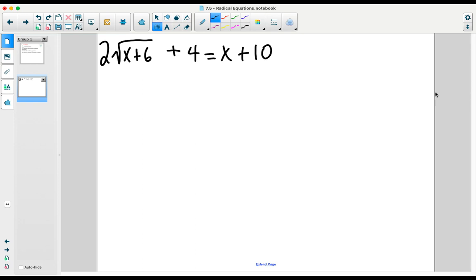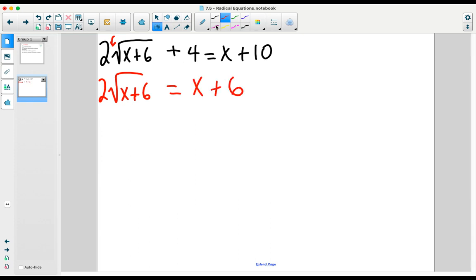Having to subtract the 4 wouldn't be bad, but then dividing by 2 would create an x over 2 that would then have to be squared and attempted to be solved with. So we have the option, should there be a coefficient in front of the radical, to just leave it there. And our second line is going to read 2 root x plus 6 equals x plus 6.